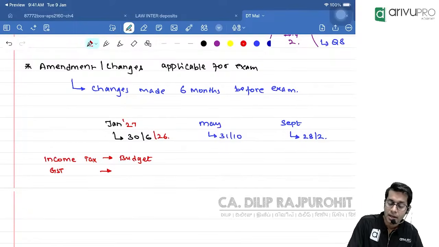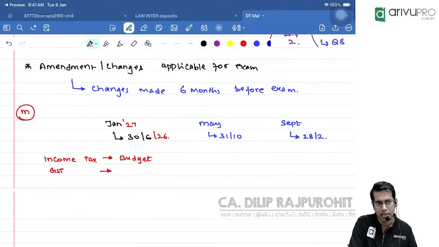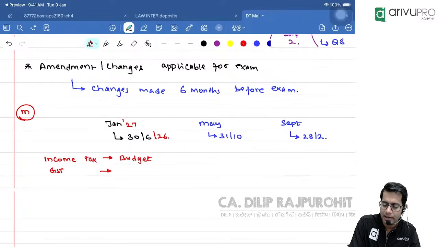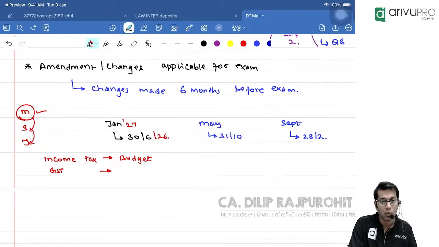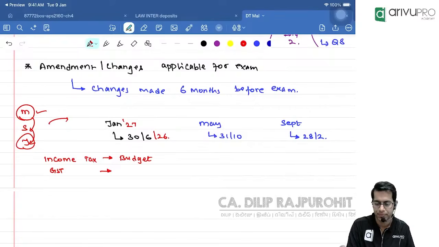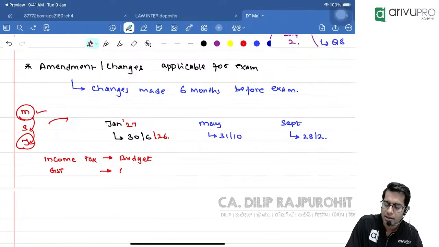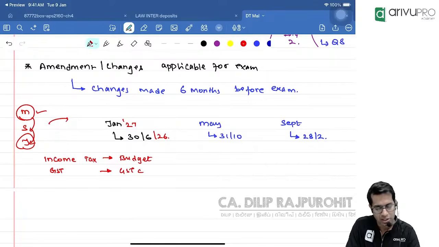But if you are writing your examination in May, normally the first paper comes in May, then September, then January. So whatever you are going to study for May will be applicable equally for September and January. Whatever you are studying for January may not be applicable for next year May. Are you understanding? So GST amendments will happen because of the GST Council.